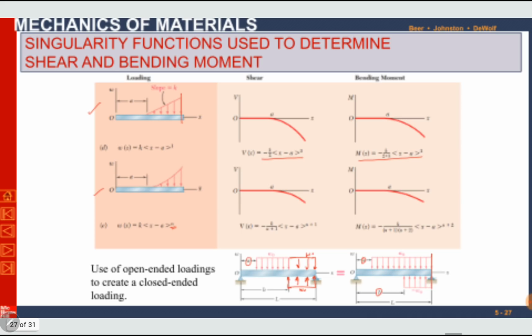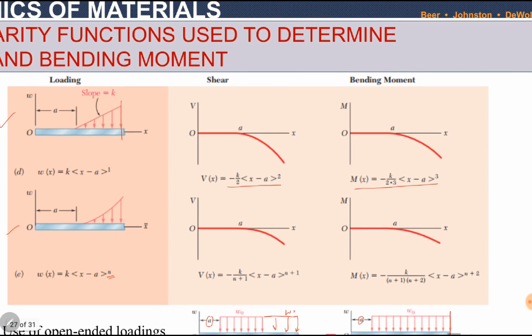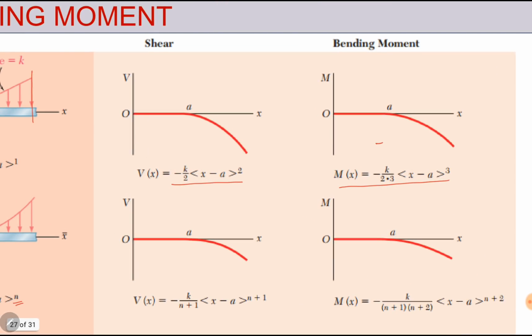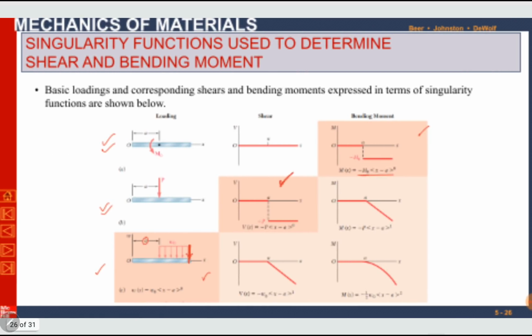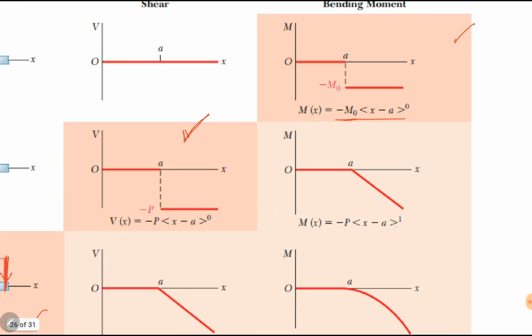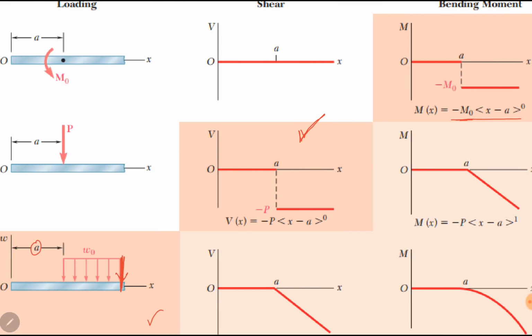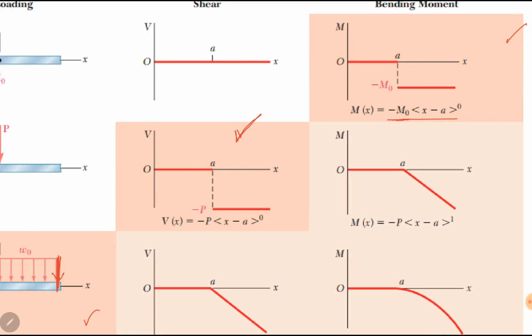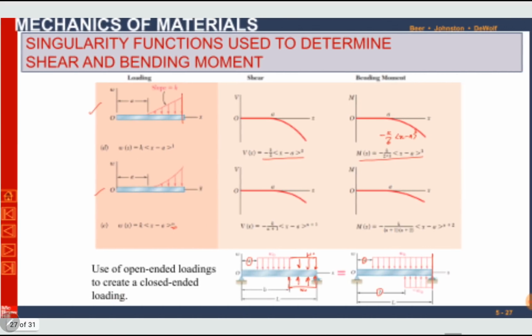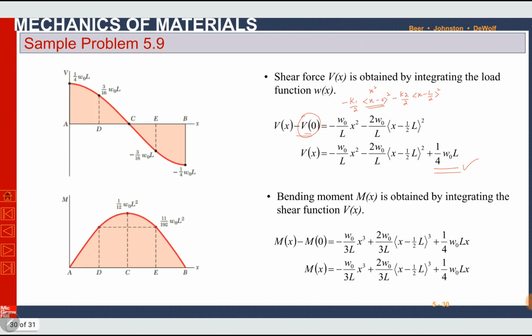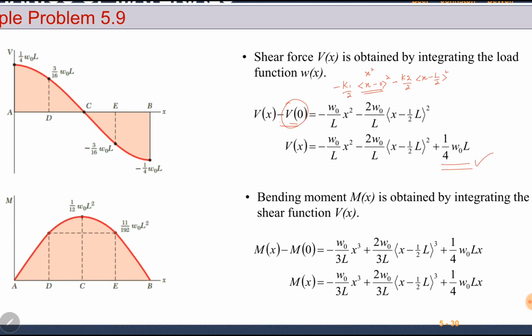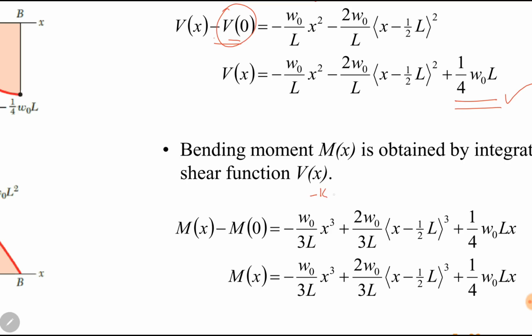For the distributed loads, we have the bending moment function as minus k over 6 into x minus a power 3. And for a concentrated load, it is minus P into x minus a power 1. This is for a downward force. If we use an upward force, as in our case, it will be plus P into x minus a power 1. The first one was minus k over 6 into x minus a power 3. So we have minus k1 over 6 into x minus a power 3 for k1.